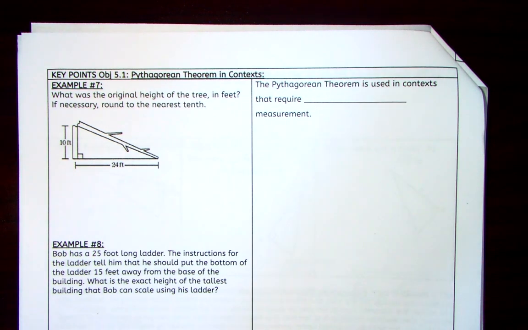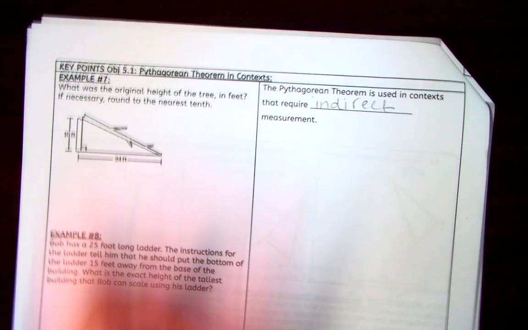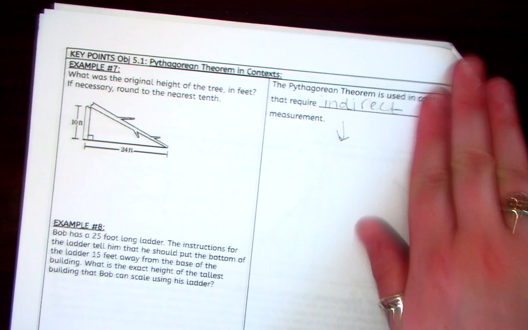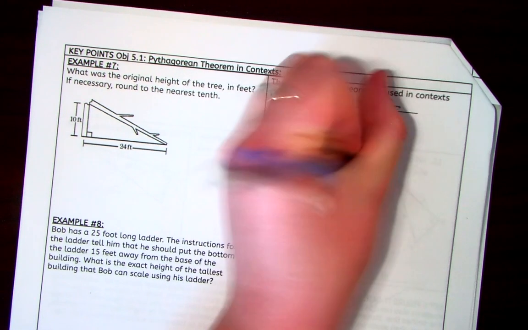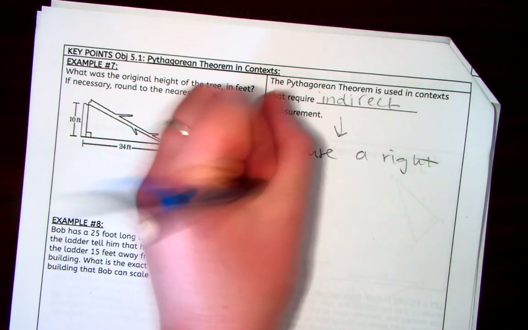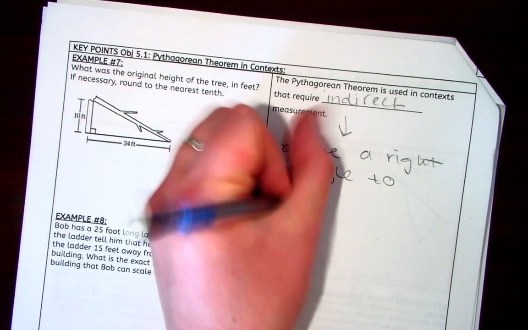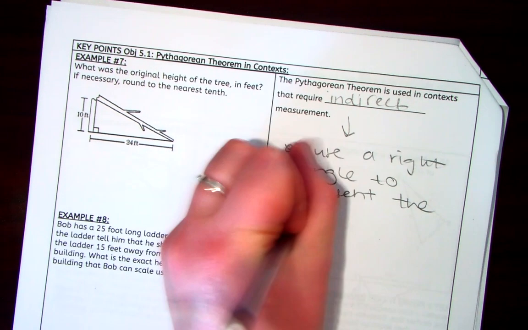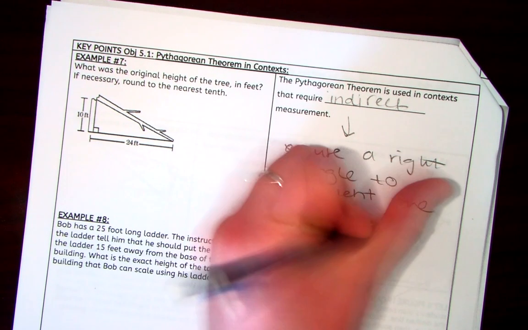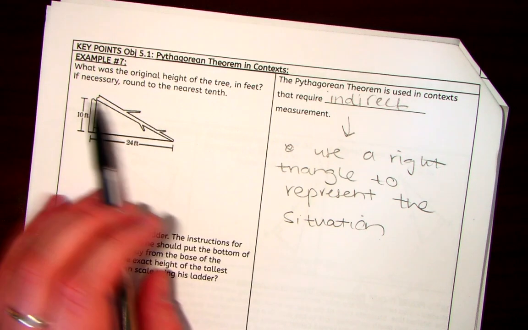Pythagorean is used in contexts that require a lot of indirect measurements. That means you can use a right triangle to represent the situation. And then because it's useful, we can start solving for distances and stuff. So for example, what was the original height of the tree in feet?